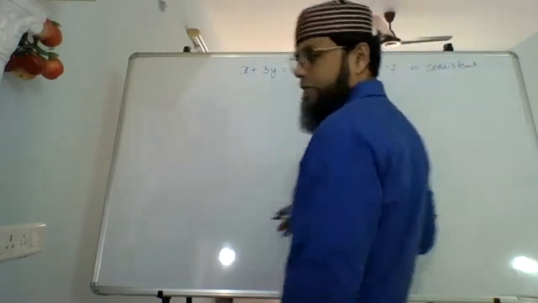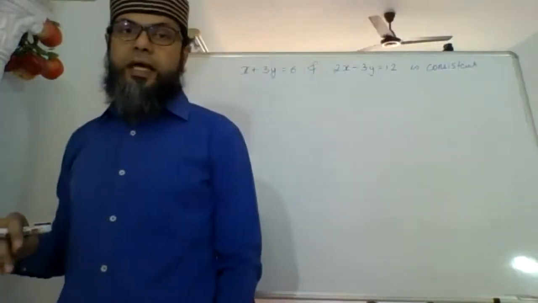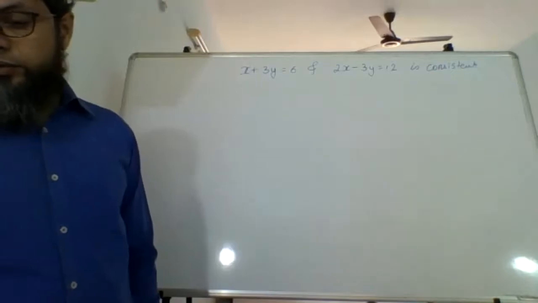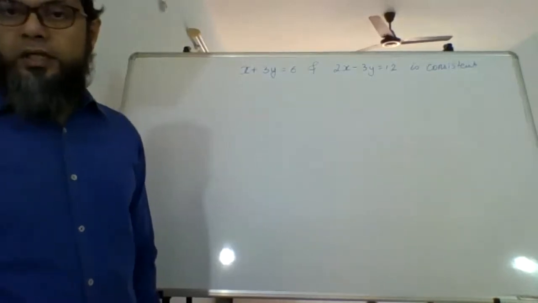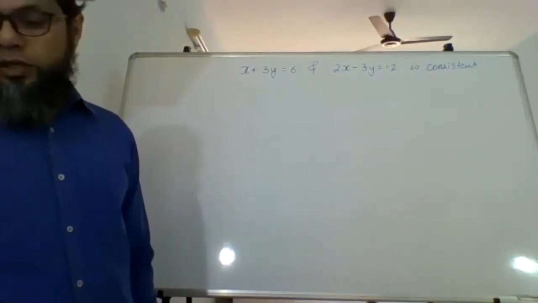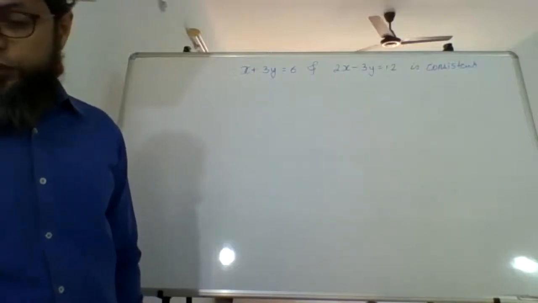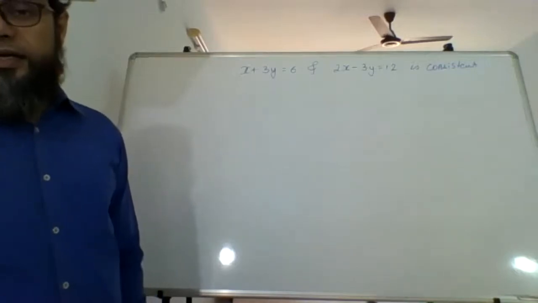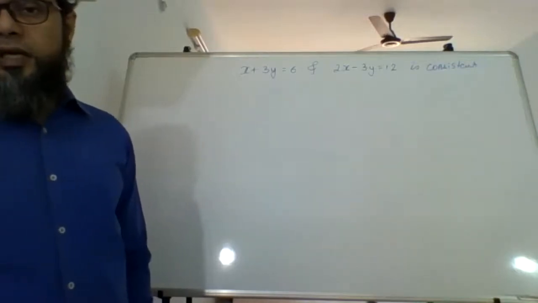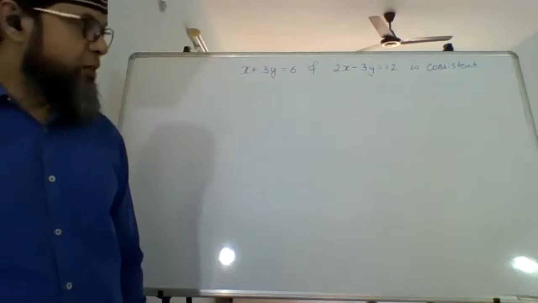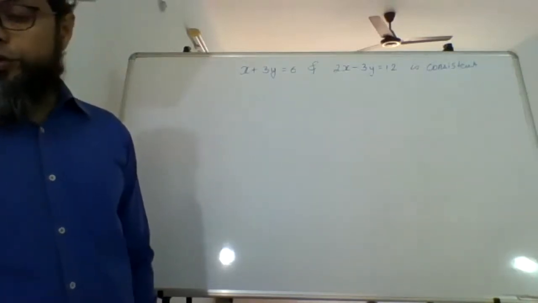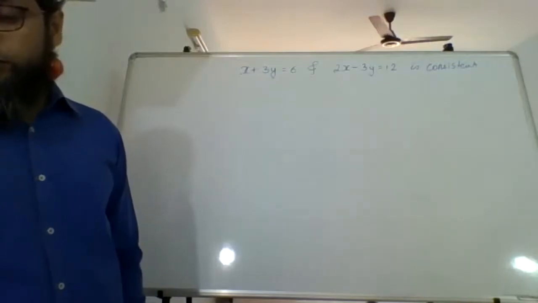Now, what do we mean by consistent? Consistent means there is a solution, at least one solution. That means either the lines should be intersecting or they should be coincident, one of the two.